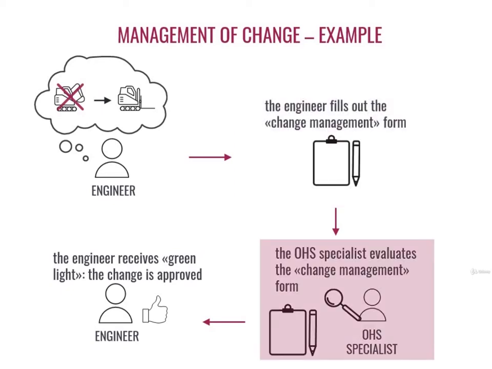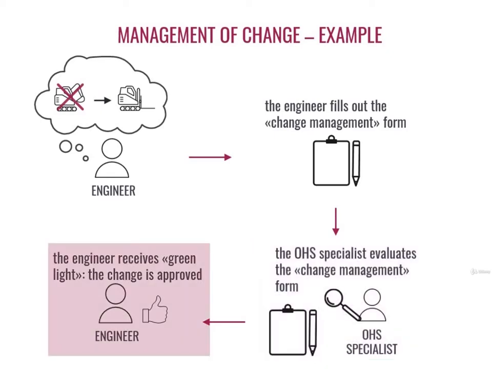Then, this form is given to a change management committee, who evaluates what consequences could derive from the change. The EH&S specialist, who is part of the committee, evaluates if this change could have some impact on health and safety. Of course, any member of the committee evaluates the change by its specific perspective. So, the evaluation is done, and if everyone in the committee says that this change has no negative effects, the engineer receives a green light, and the change is approved.